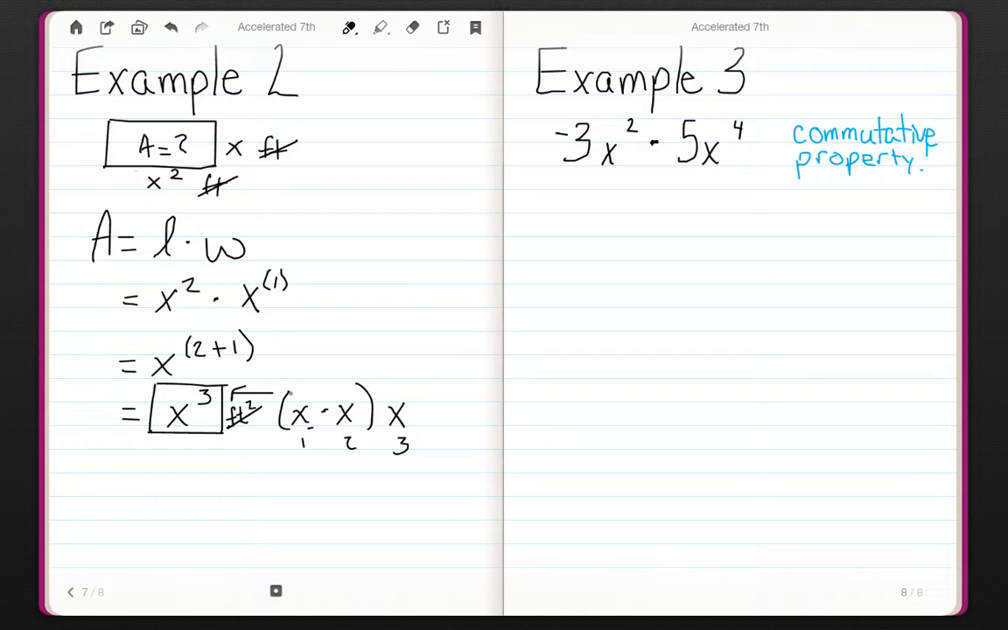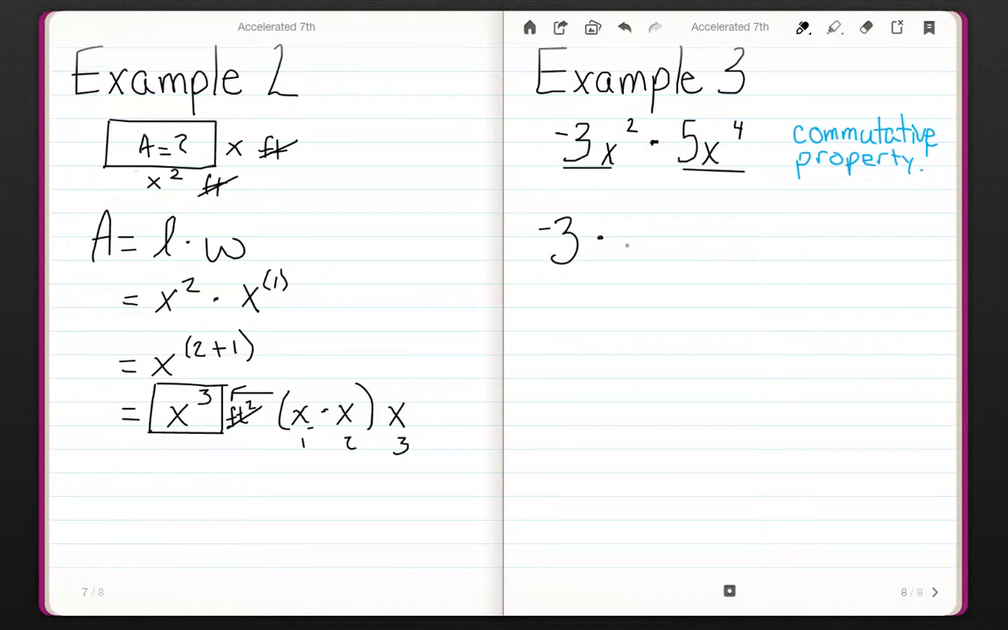So example 3. This example is going to work with the commutative property. So here I have -3 times x squared times 5 times x to the 4th power. So I'm going to break each of my terms, each of my factors here, apart. -3 times x squared times 5 times x to the 4th.